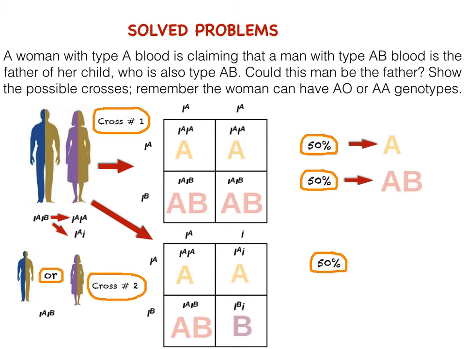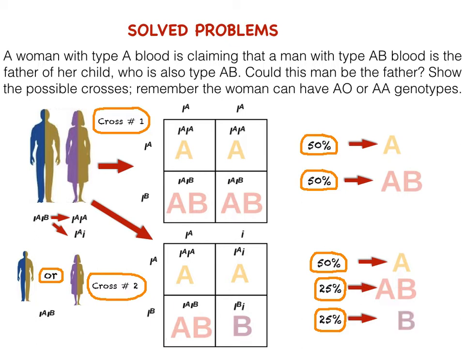So 50% of the crosses, if the woman is heterozygous for A, will be A blood type, 25% chance of AB blood type child, and 25% chance of the B blood type. So in other words, yes, the woman's claim is logical. This man with the AB blood type can be the father of her child.